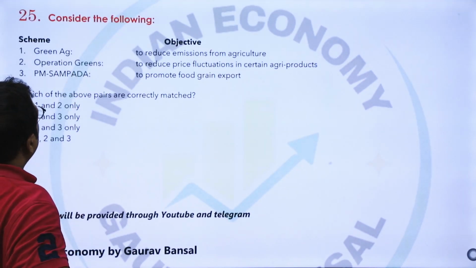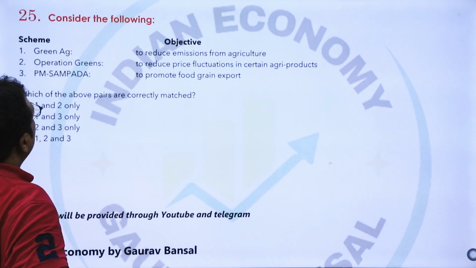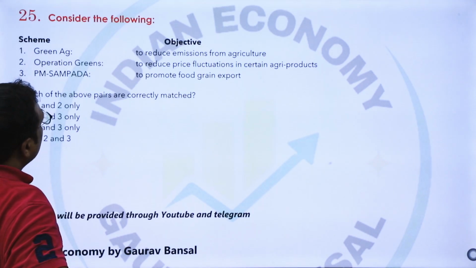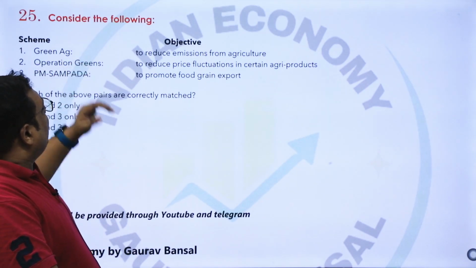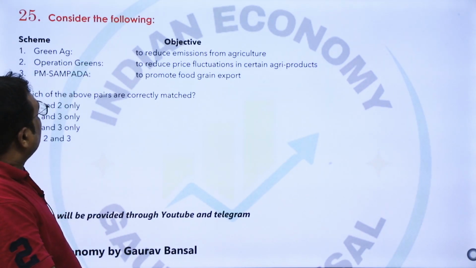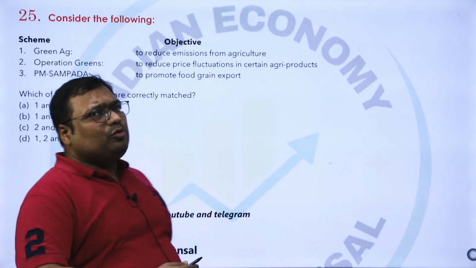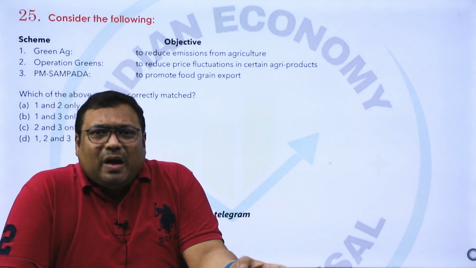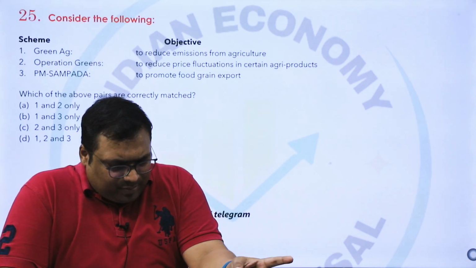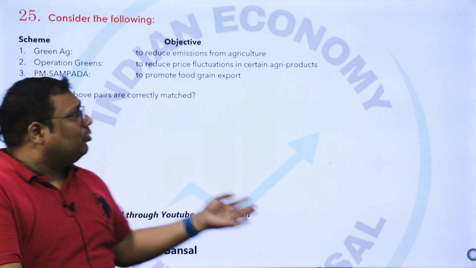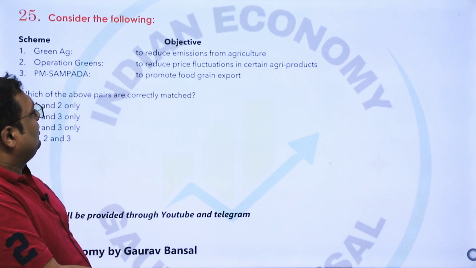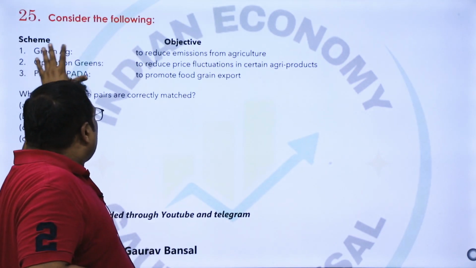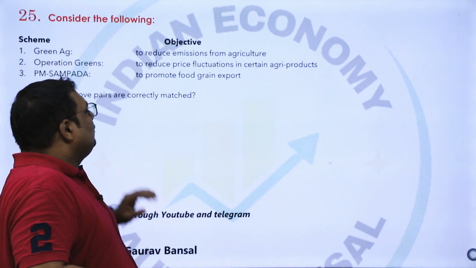25. Now we have to match the government scheme with the correct objective. PM Sampada, for example, if you remember, was largely about the food processing sector. Similarly, Operation Greens. These are well-known schemes, and you should have been able to match these. In this case, it is pair 3 which is wrongly matched, because I already mentioned Sampada was about food processing, and that is not correctly matched here. So 1 and 2 are correct, but the third was wrongly matched.